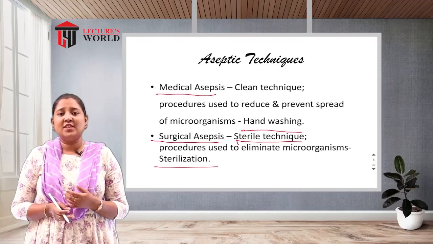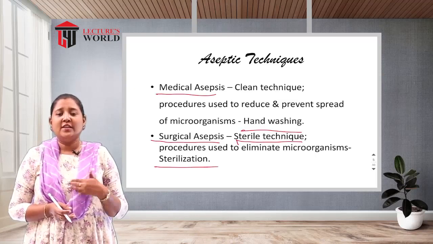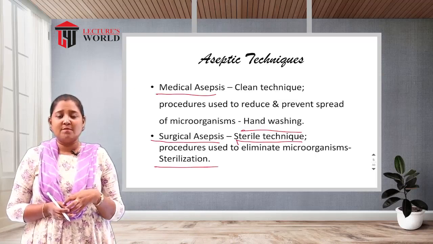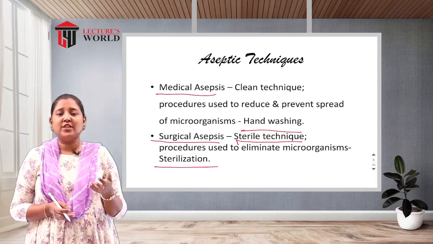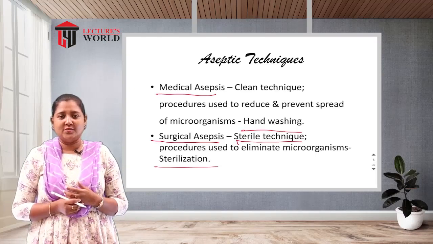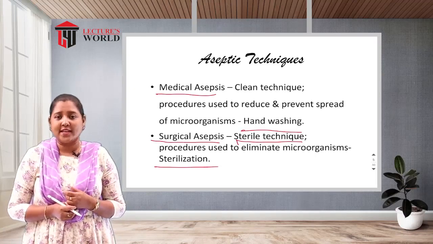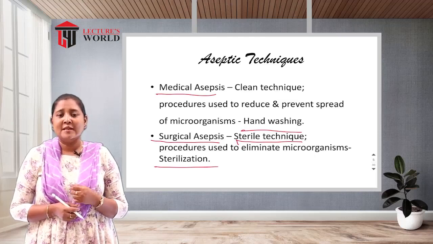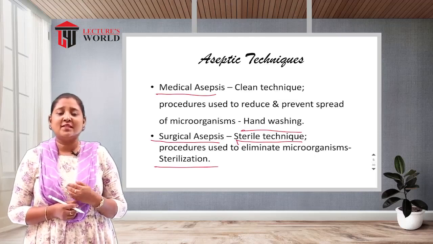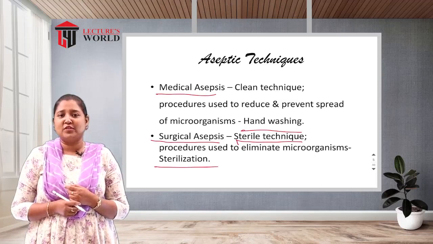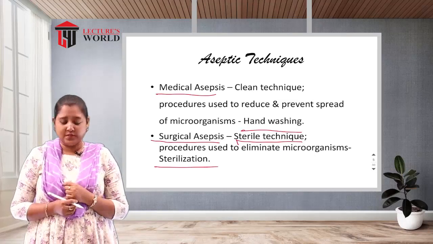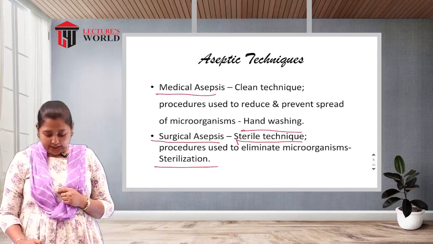Whereas other sterilization like boiling, autoclaving, they will be put in the autoclaving machines, and the high boiling point will kill the microorganisms. So we call it sterile technique or sterile asepsis, where we will be using such sterile asepsis during surgical procedures or invasive procedures. So this is the simple aseptic technique.